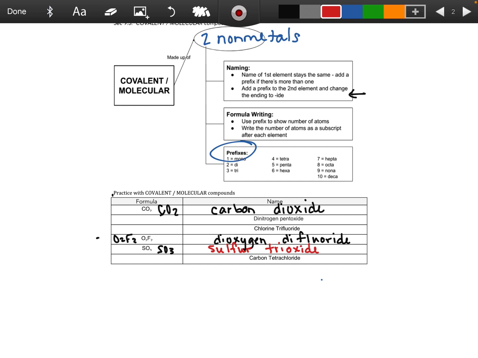All right, so then when you're going from the name to the formula, you just have to look at the prefixes, and that's the subscript that you add. So dinitrogen means 2 nitrogens. Pentaoxide means 5 oxygens, so it'd be N2O5.